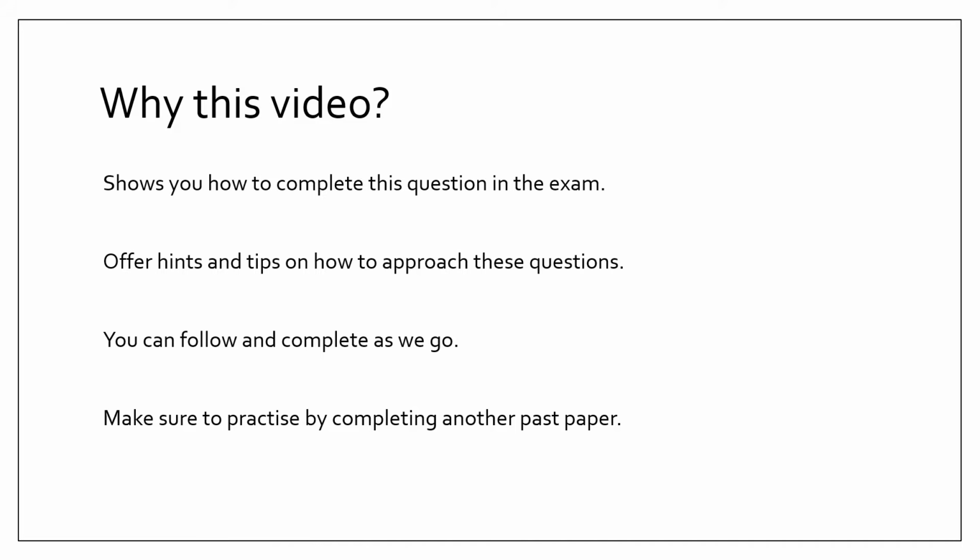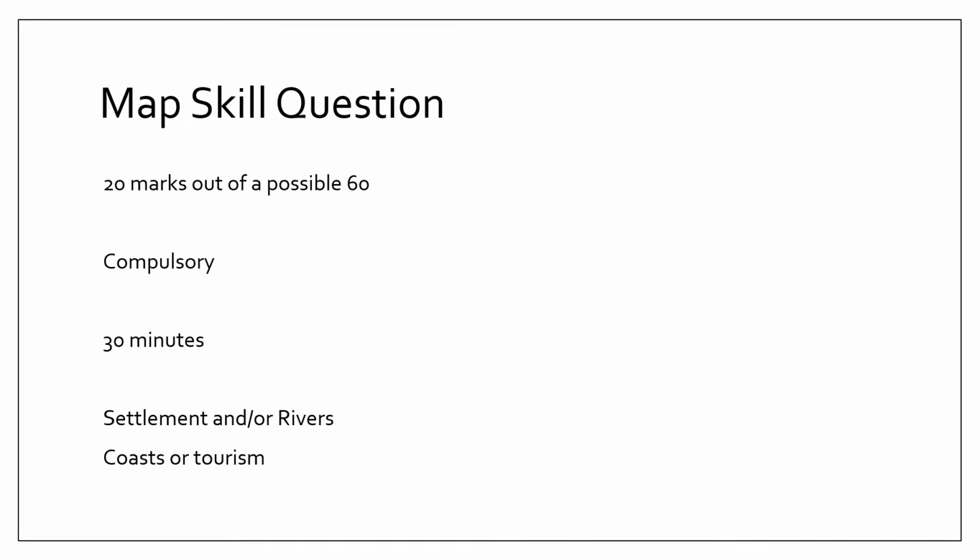skills question. Every paper 2 has a 20 marks question that starts with map skills, and this is a useful video to show you how the March paper was answered and then how you can apply the skills from that, the knowledge, the content required to answer that paper to other past questions. So my advice, have the paper open, watch as you go, or use it with another past paper that asks similar questions and skills. So just to recap, the map skills question is 20 marks out of a possible 60.